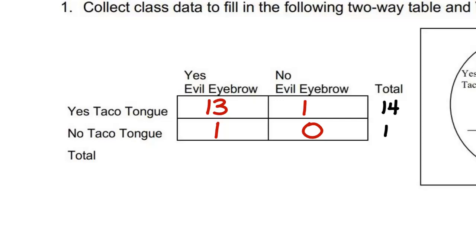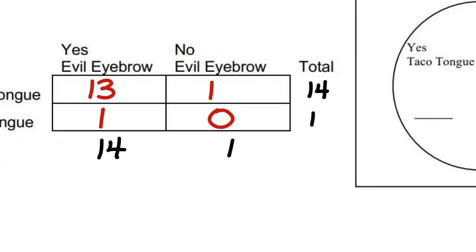How many total people in the room can evil eyebrow? 14. How many cannot evil eyebrow? 1. Neither can Mrs. Bieshke. How many people are there in here? Don't count. Look up here. How many people participated? 15 total. Grand total goes down here. The total from this column should match the total down here. They should both add up to the same amount.